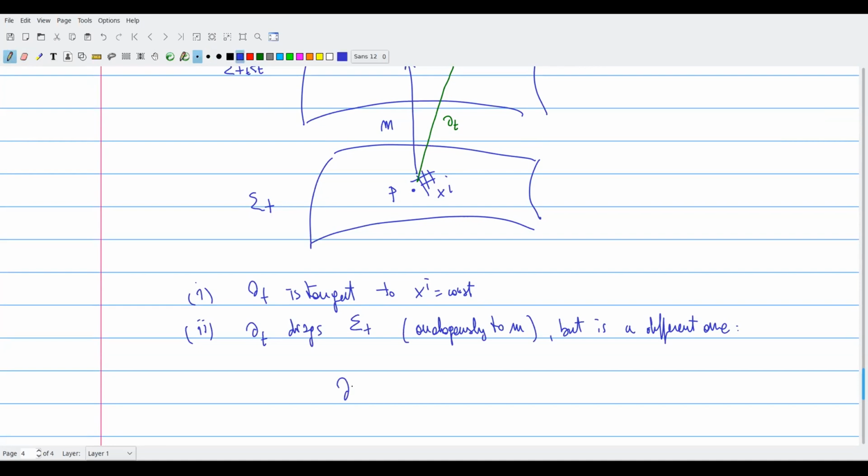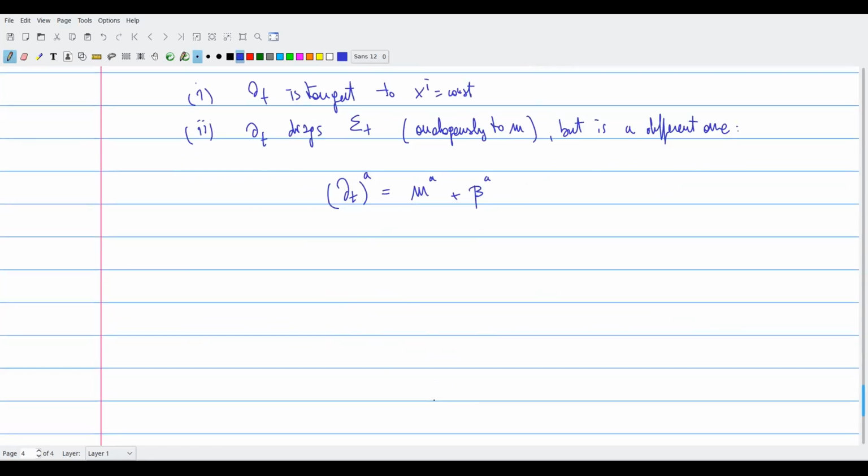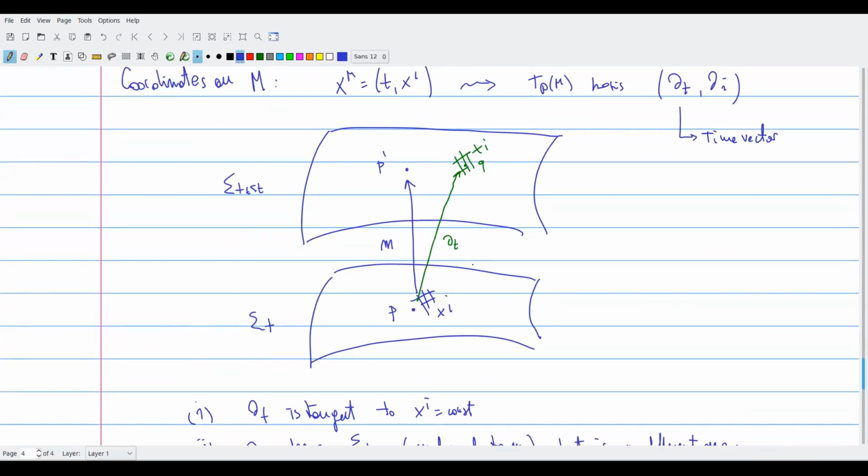So ∂t in general writes like alpha m plus beta, where this beta is called the shift vector, and it's a spatial vector. So in this picture here, this beta is the vector that connects P prime to Q. Okay, and this means that the coordinate of P prime is something like xi minus beta i dt.